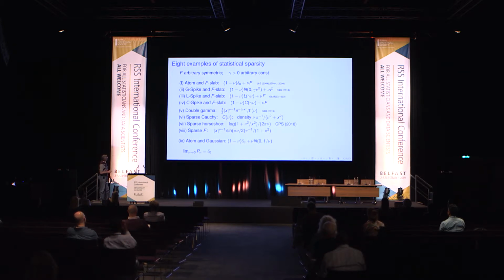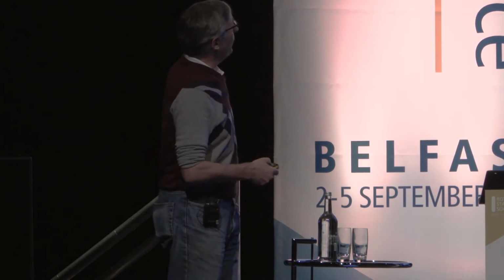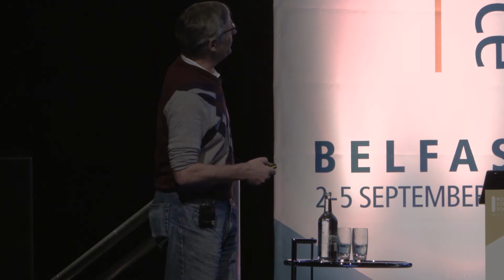The first few of them here are mixtures, a certain mixture of the atom at 0 and something else times some slab. So these are called atom and slab. The next two or three I will call spike and slab. I make a distinction between atom and slab and spike and slab because the spike will typically have no atoms. And then there are other ones that are not mixtures.